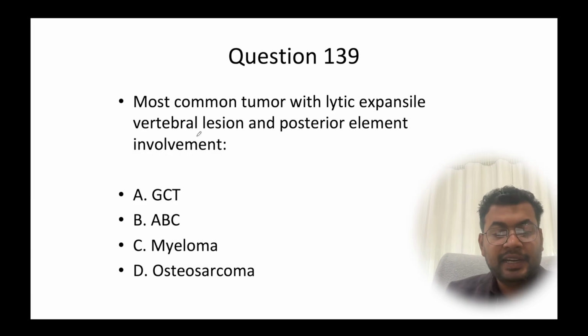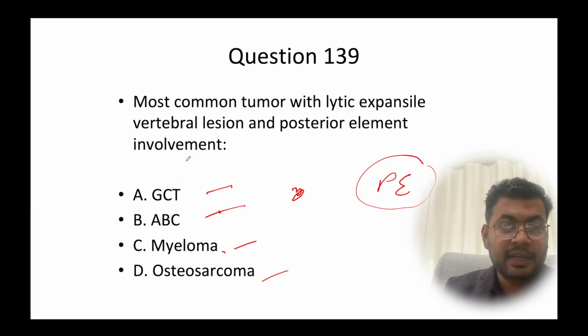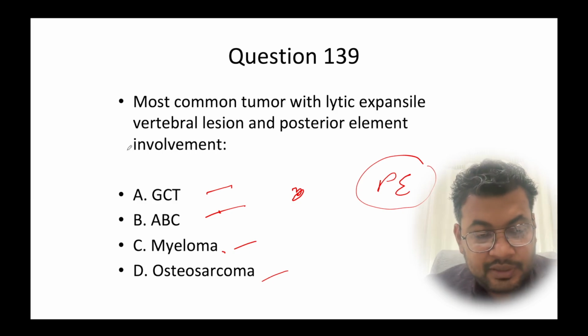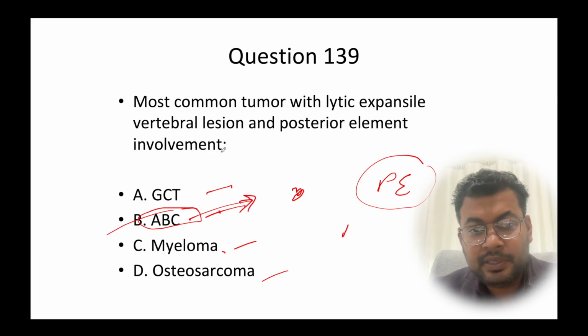Most common tumor with lytic expansile vertebral lesion and posterior elements involvement. So the posterior elements are involved. Lytic vertebral expansile lesion. A GCT, B ABC, C myeloma, D osteosarcoma. So for vertebral involvement, the most common tumor, we have seen multiple times, is ABC. The most common site is the posterior involvement. So the answer is B, ABC.